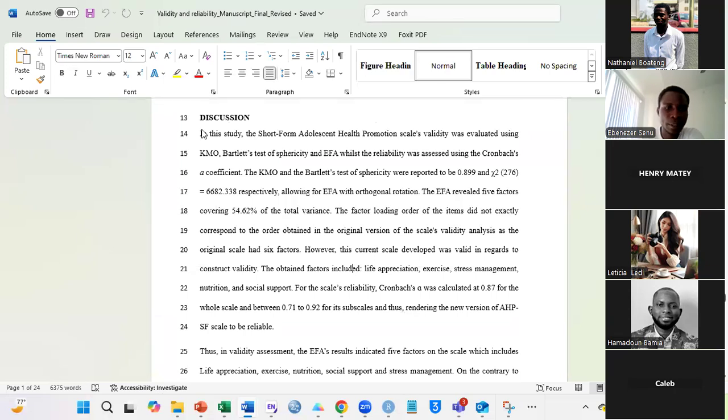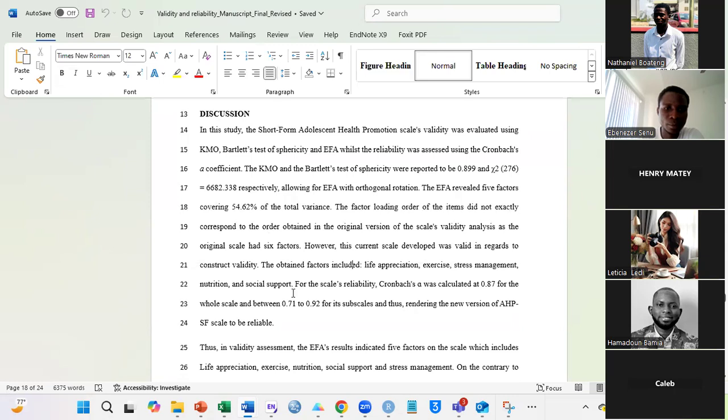Let's look at this first paragraph. In this study, the short form of the Adult Health Process scale was evaluated using KMO, Bartlett's test of sphericity, and EFA, while the reliability was assessed using Cronbach's alpha.